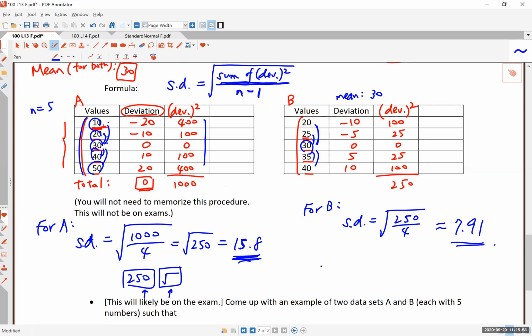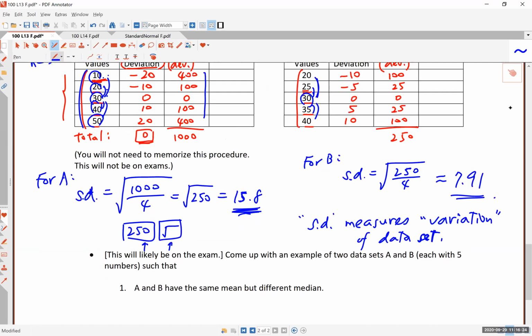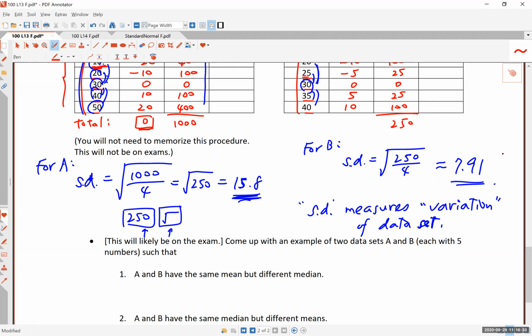Okay, so this standard deviation measures the variation of the data set. And it is the most useful one, as you will see, because this is extensively studied from a mathematical standpoint, and you can use this to describe all sorts of percentages, especially based on this theorem called the central limit theorem. All right, but that's for the next lesson. Now this will likely be on the exam, so make sure you study this.